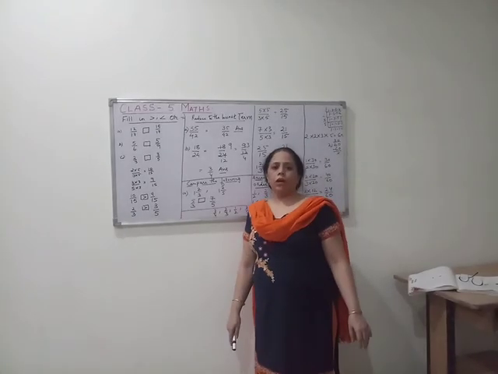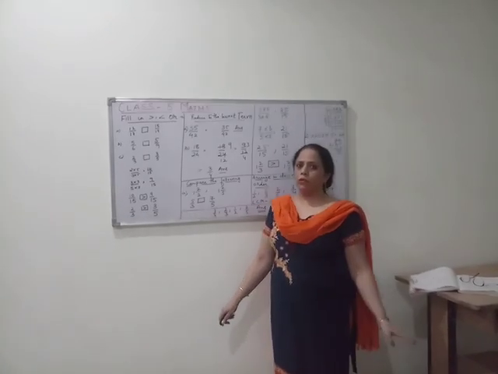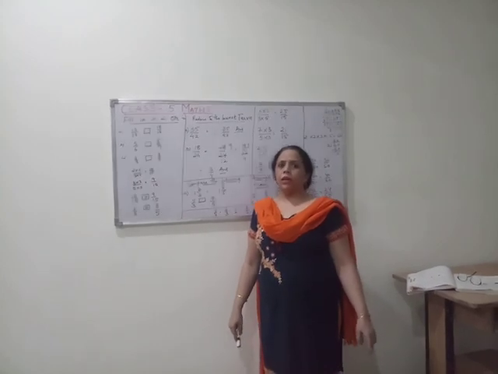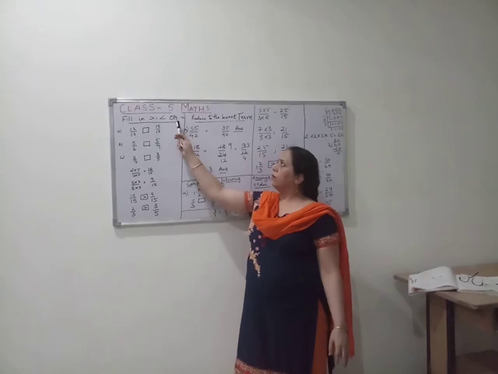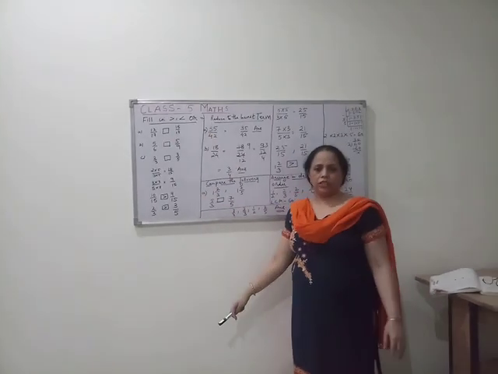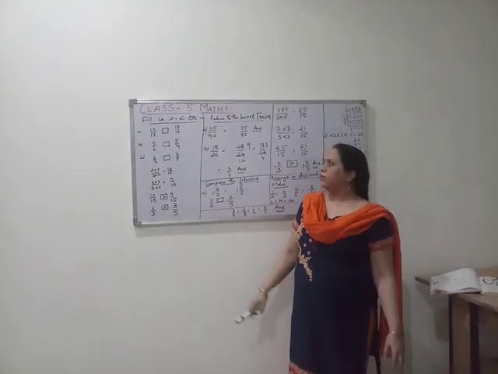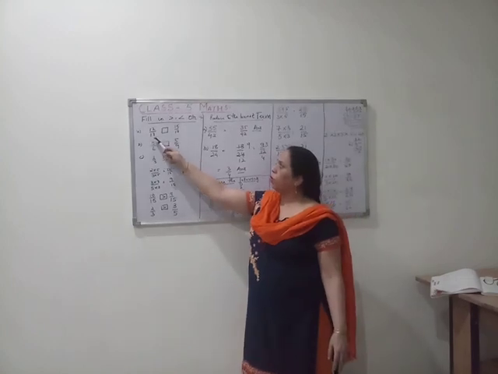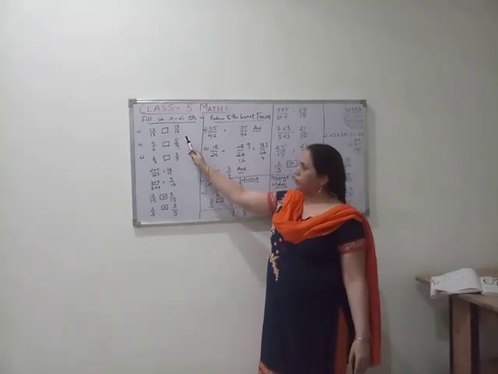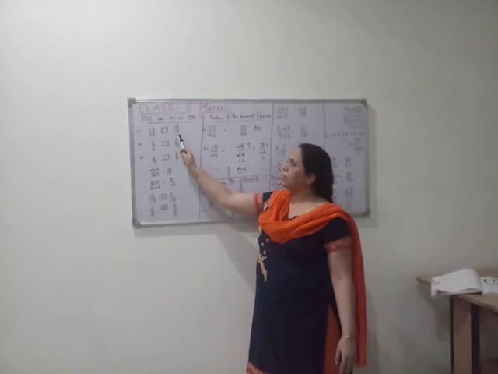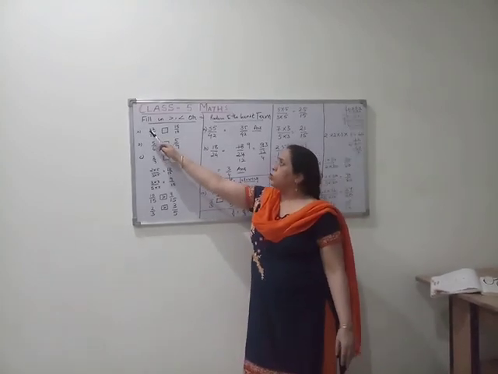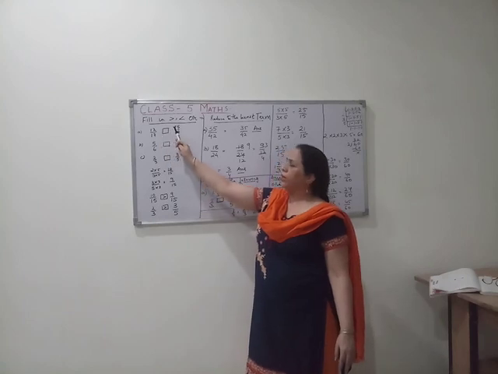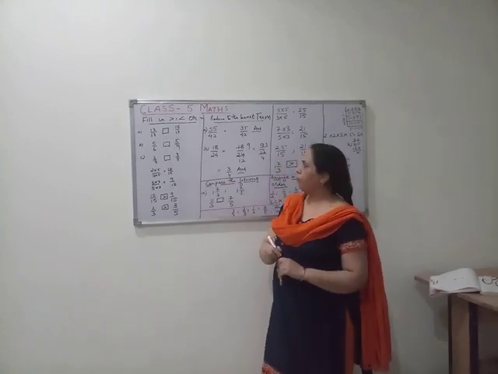In the last video, I told you about the types of fractions, and now we will be starting with smaller and greater or equal fractions. In this, how do we do it if the denominators are the same? If the denominators are the same and the numerators are different, then the bigger numerator will be the bigger fraction.